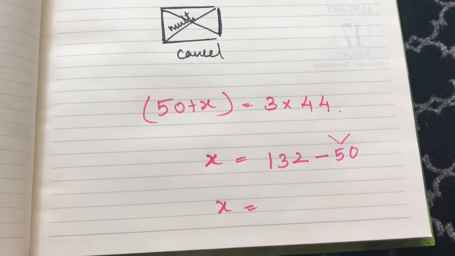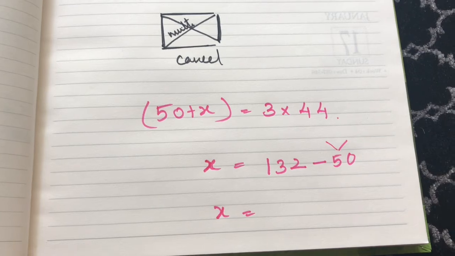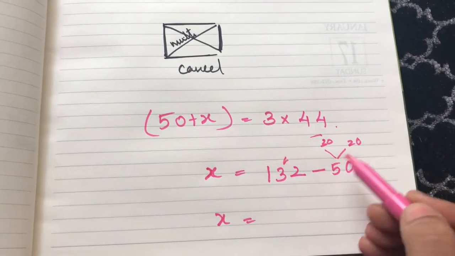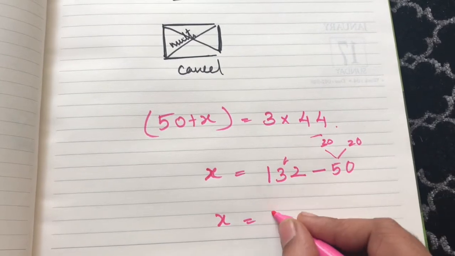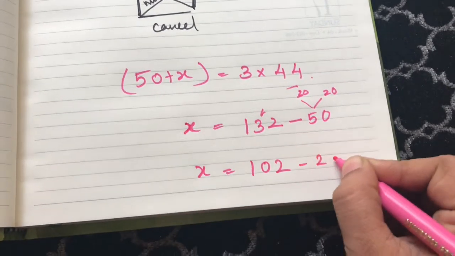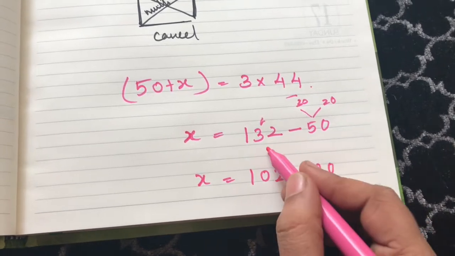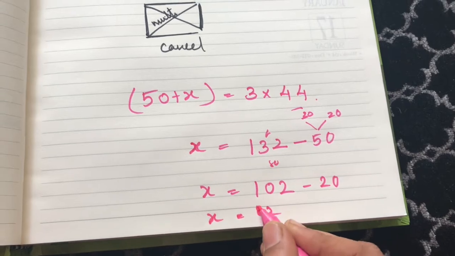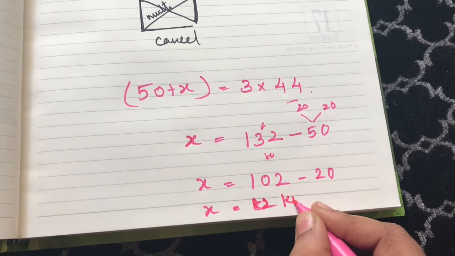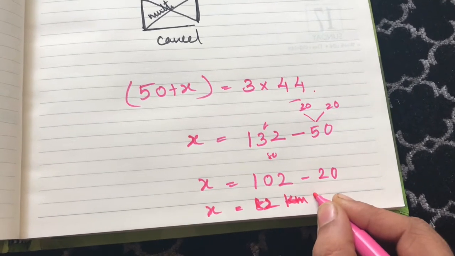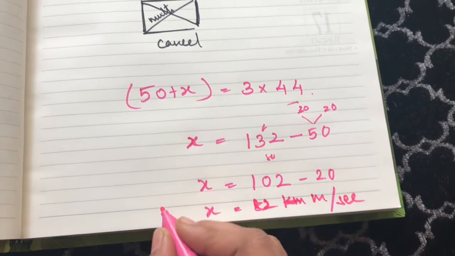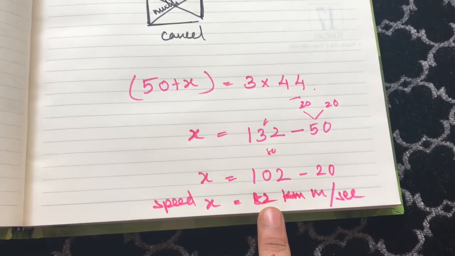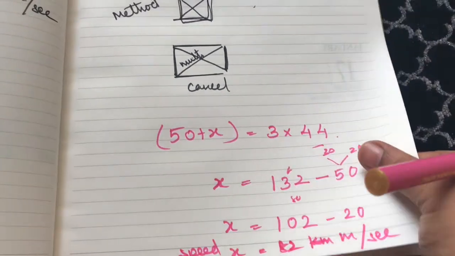You don't need to subtract and do all these things. Just separate 30 and 20, right? So the 30 will go here, so it will cancel and it will give 102 minus 20. So 100 minus 20 is 80. So 80 plus 2, 82. X will be 82 meter per second. This is the speed, right? Speed of the second train will be 82 meter per second.